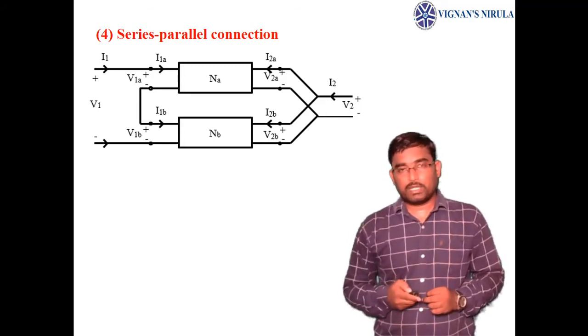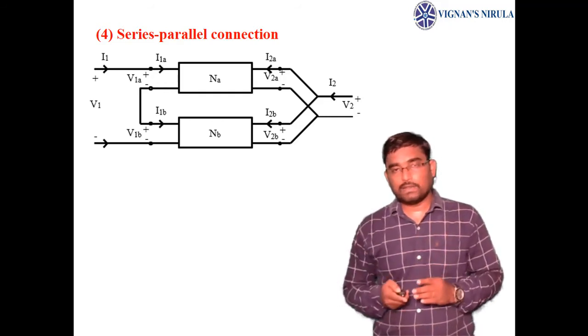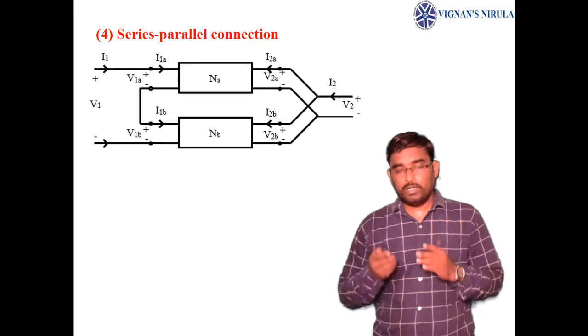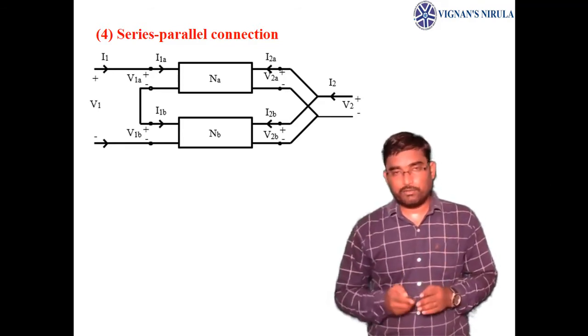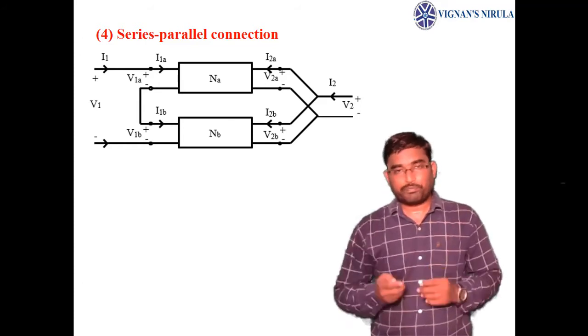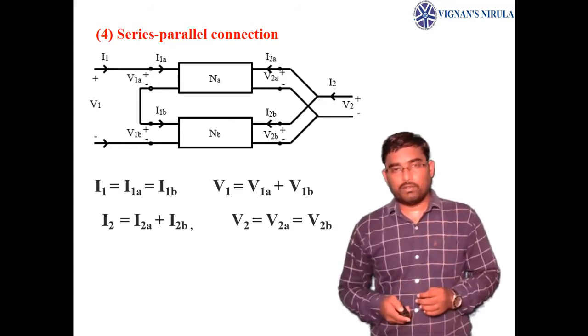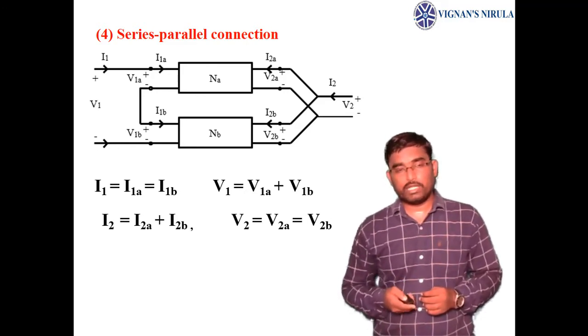In case of series parallel connection, we need to take the H parameters for the analysis. That's why first we need to write the H parametric equations for network A and the H parametric equations for network B. After writing that, we need to write the relations from the figure. What are the relations here that can be drawn from the figure? I1 equals I1A equals I1B.